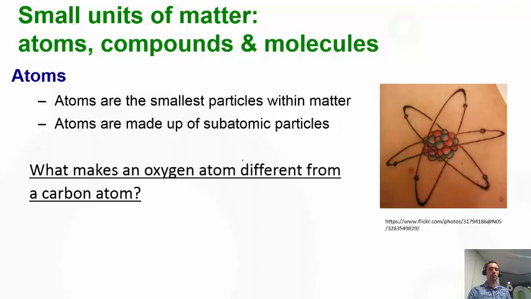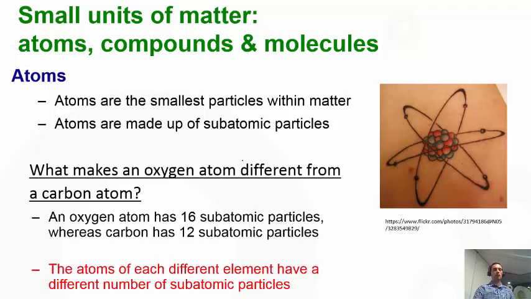So an interesting question now. What makes an oxygen atom different from a carbon atom? I don't really expect you guys to be able to answer this yet because we haven't really talked about it, but it is an interesting question to consider. Why is one atom type, oxygen, different from another atom type, carbon? What makes them different? And basically it comes down to the number of subatomic particles they have. The oxygen atom actually has 16 subatomic particles in comparison to carbon that only has 12.